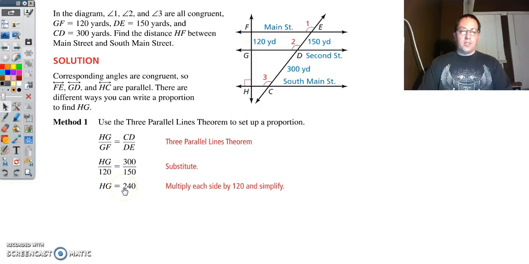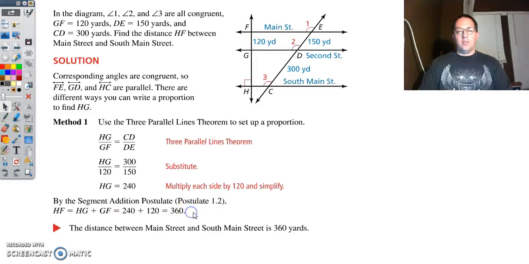Now 240 is not the length that we're looking for. We're looking for the entire distance HF. 240 is just from H to G. And so then we can add that to the 120 we have here, segment addition postulate, right? And that gives us that HF is 360 yards from Main Street to South Main Street.